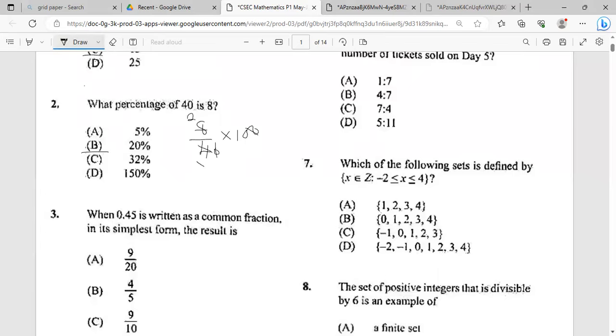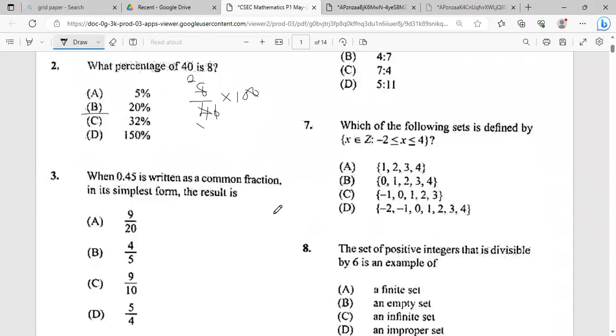When 0.45 is written as a common fraction in its simplest form, the result is, so we know that it's going to be 45 over 100. All right, so we can divide by 5, which is 9 over 20.